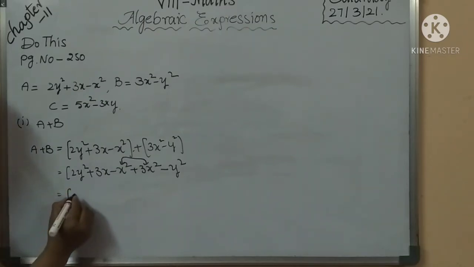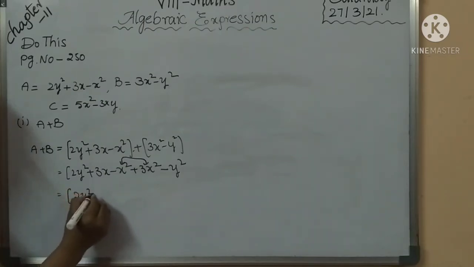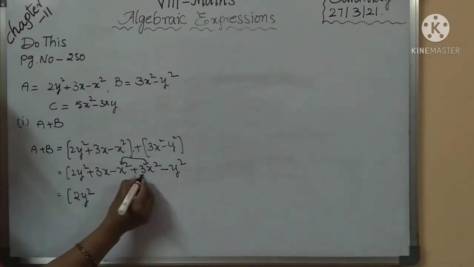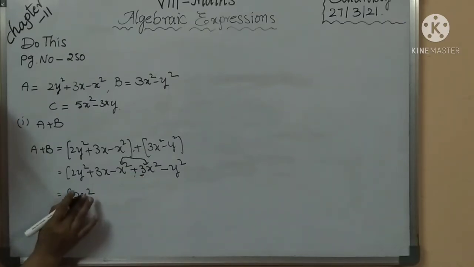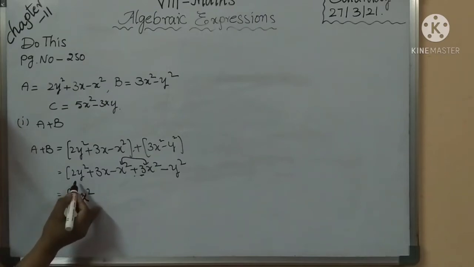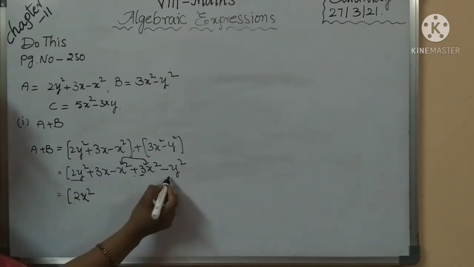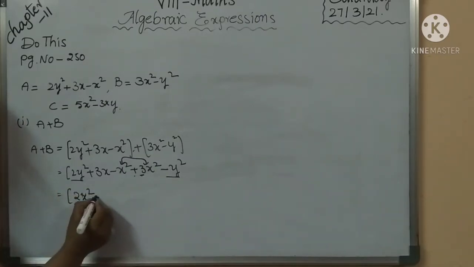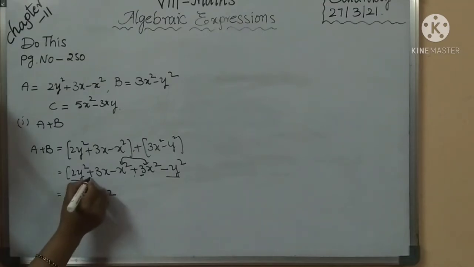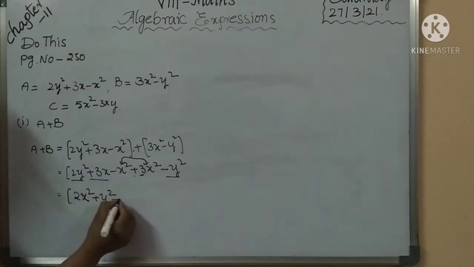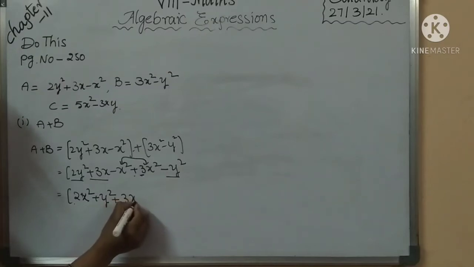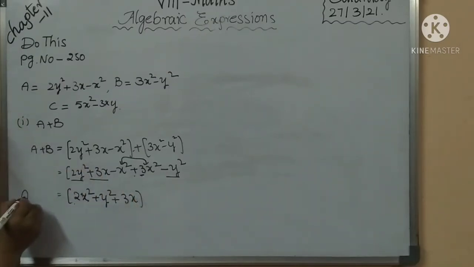Remaining how many is there? 2. The bigger number is positive, so we write 2x square. Next, y square terms: 2y square minus y square is y square, and 3x only is there. So now we write 3x. So this is the value of a plus b. Understand, children? Okay, right. The remaining problems, do as homework.